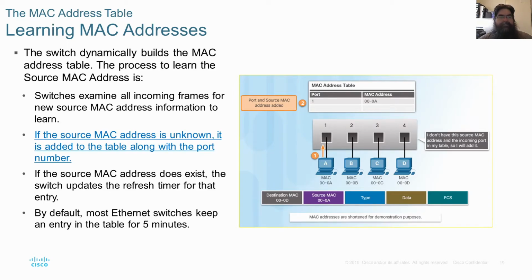The way it works is as the frame comes into the switch, it records the MAC address from the source field and puts that into the table, matching it with the port number that it arrived on. These entries are kept for 5 minutes before they time out and are discarded. If there's already a corresponding entry within the table, then the timer is reset.